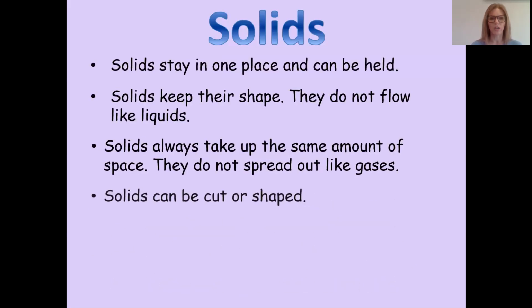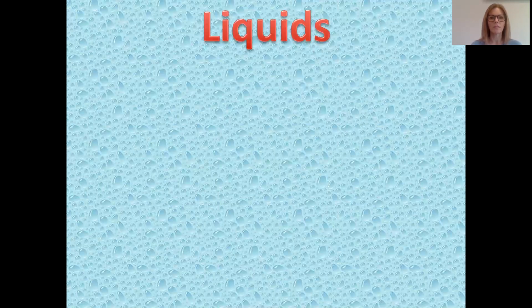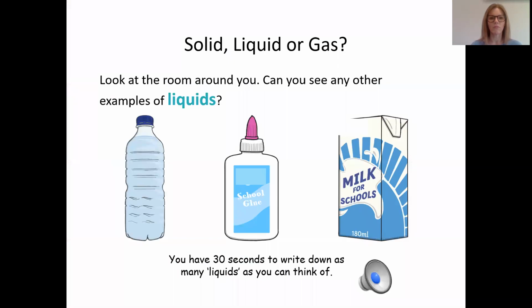So this page here tells you all about solids, and then you will have 30 seconds. Now this timer here, you can click on that and it will give you a 30-second timer. What you need to do is write down all of the items that you can see either in the room or where you are, your house, that are solids, and write them down. Okay, and then it does exactly the same thing for liquids. Okay, so it gives you the information and then the activity.